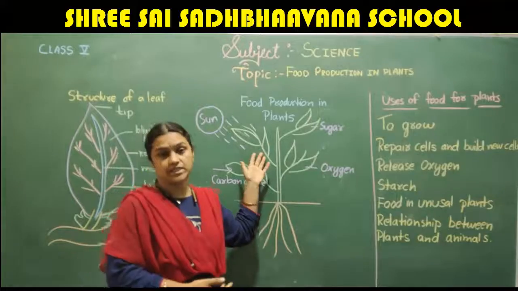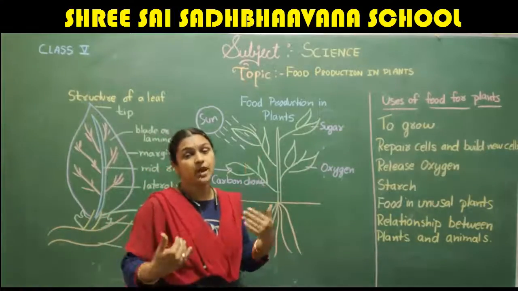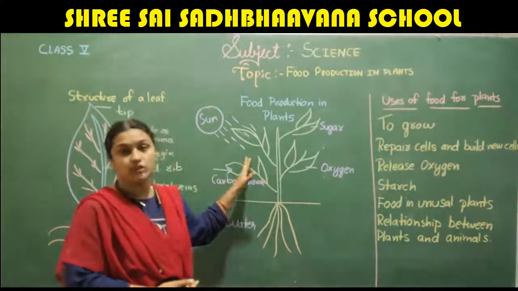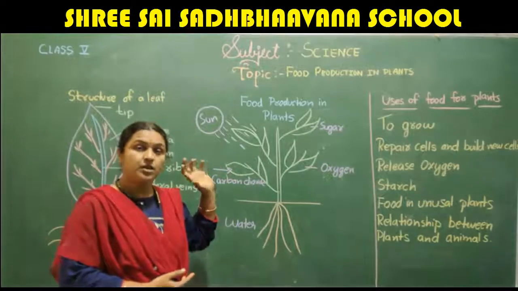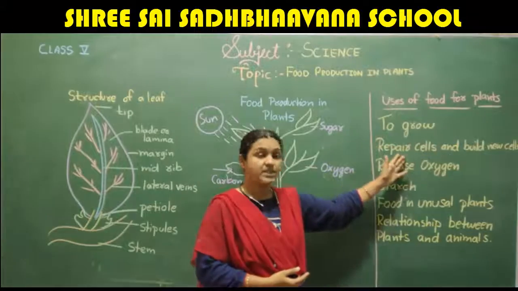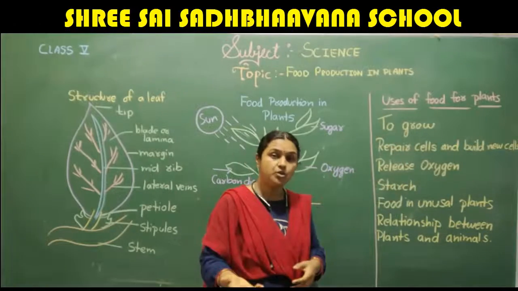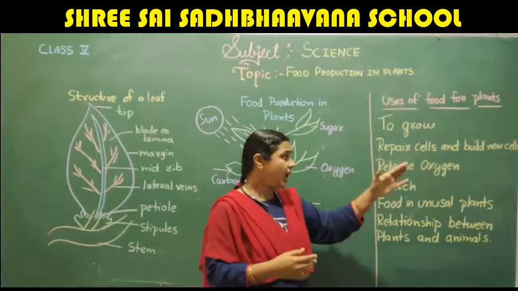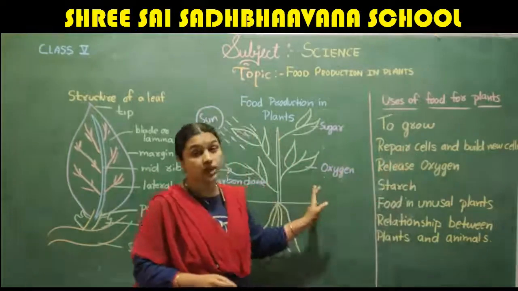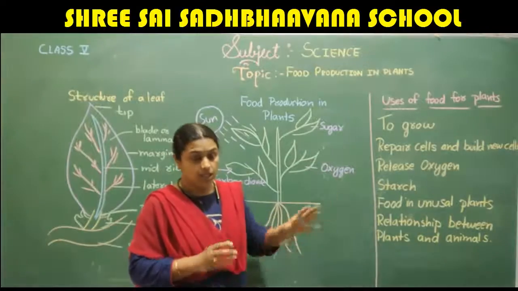But what about the plants? They need to repair by themselves. So that's the reason it is essential for them to produce the food, to grow, to repair their cells and to have new cells. After that, the next most important thing is to release the oxygen.